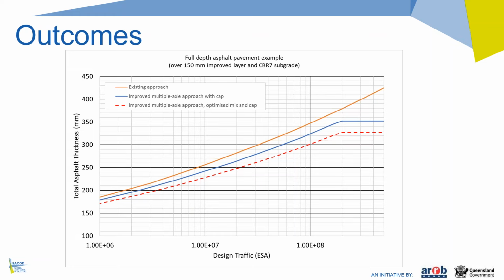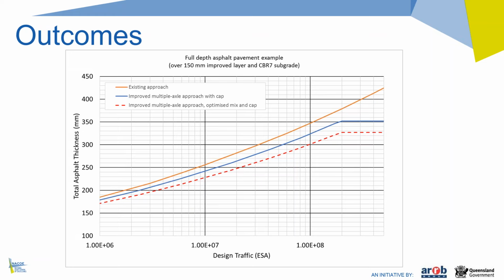Another interesting thing to point out from this chart: if you look at the middle line, just where it levels off on the right hand side, which is at 200 million ESAs, which is 2 by 10 to the 8 ESAs. In this example, that occurs at a thickness of about 350 mm of asphalt. It's important to realise that that 200 million ESA limit is on the assumption that this new method for considering axle loads is used.